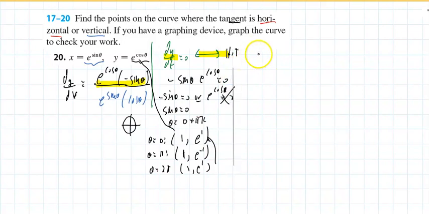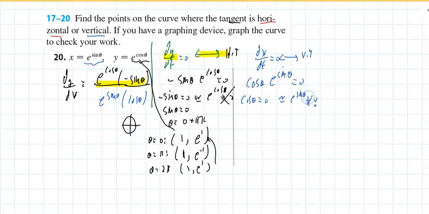If I want to know where does dx/dt equal 0, that would indicate I'm looking for a vertical tangent. And that's when cosine of theta e to the sine of theta equals 0. That's either when cosine of theta equals 0 or e to the sine of theta equals 0. That's impossible. Exponentials can never be 0. Where does cosine equal 0? That happens when theta equals pi over 2 plus pi k. So that's going to happen at theta equal pi over 2.